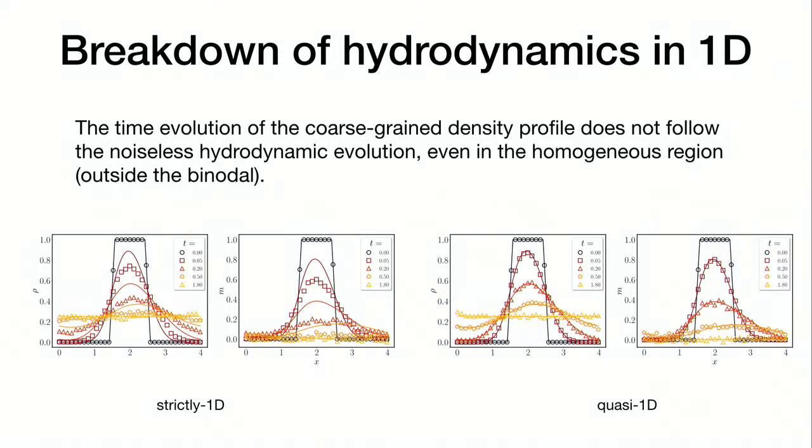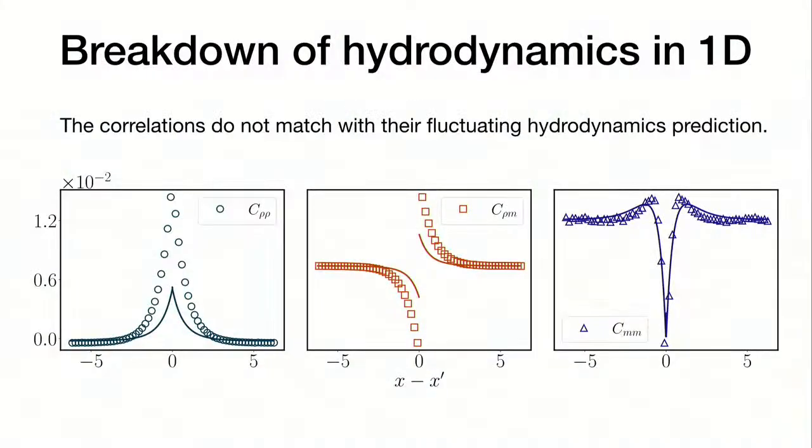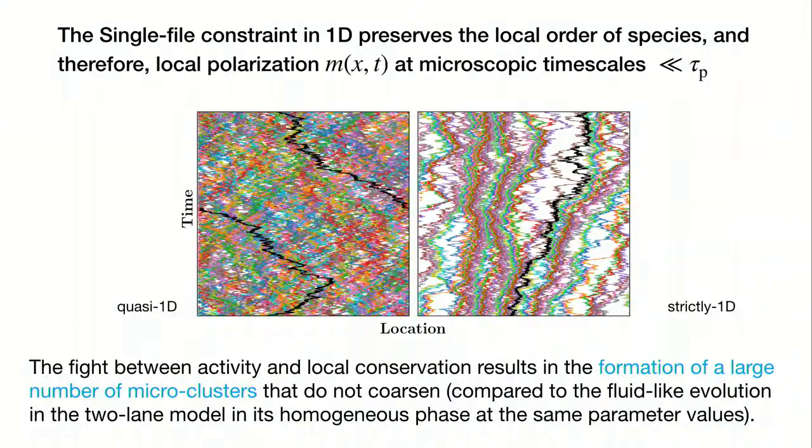So it says that whatever hydrodynamic equations you have written down are not valid hydrodynamic equations in one dimension. In fact, you can see that if you take this hydrodynamic equation and the fluctuating hydrodynamic equation and compute the correlation functions of this density, they do not describe it.